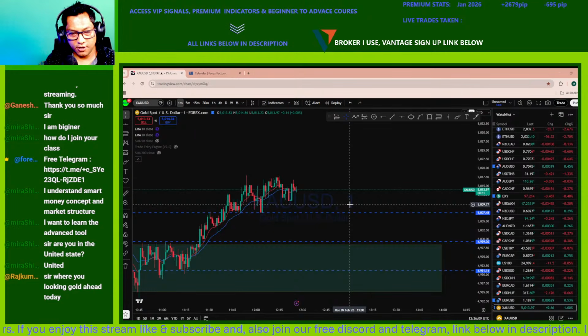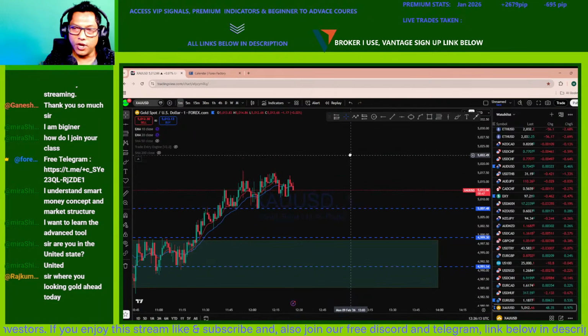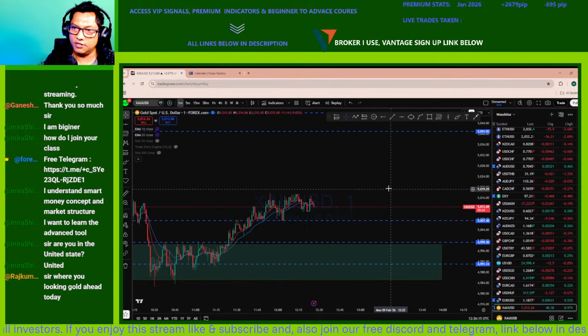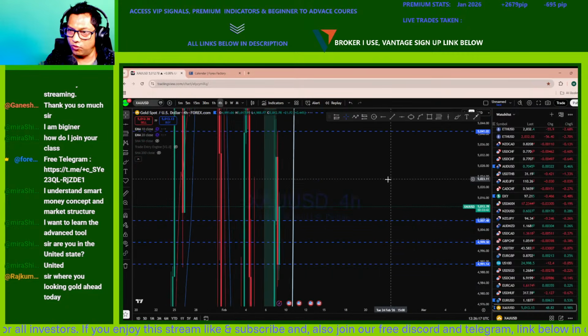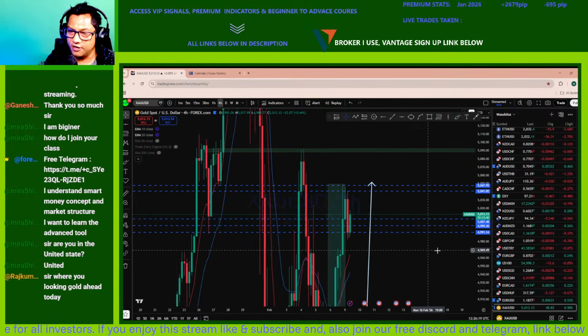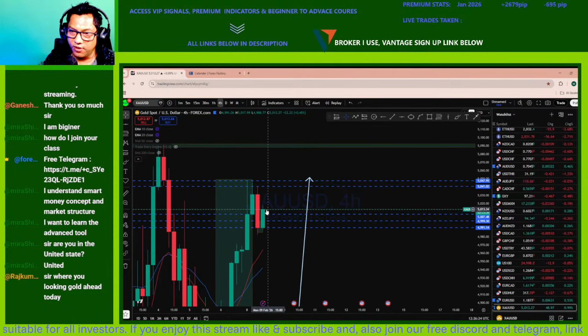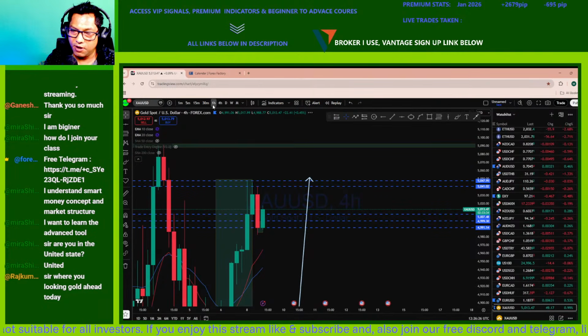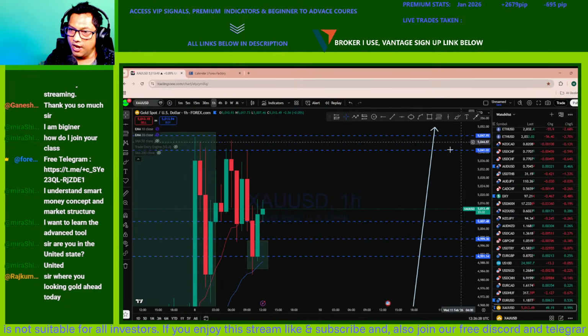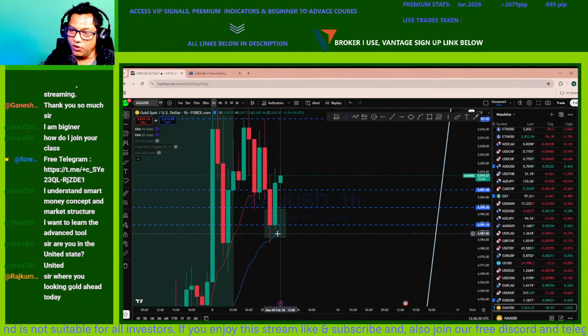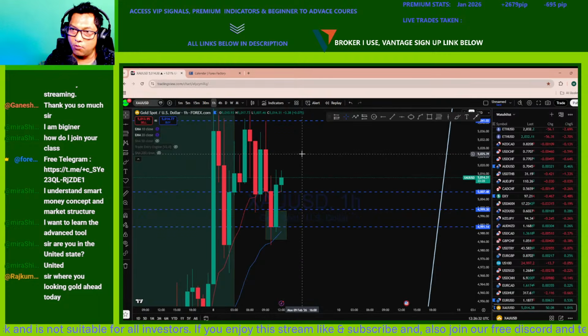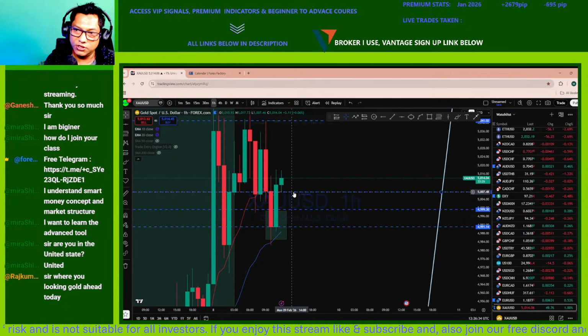So where are you looking at gold ahead today? If we look at the current movement from the intraday perspective, on the 4-hour chart we are looking at this support and looking for the market to bounce back above. And if you look at this support at the moment, the intraday support is here, which is a key level of support.